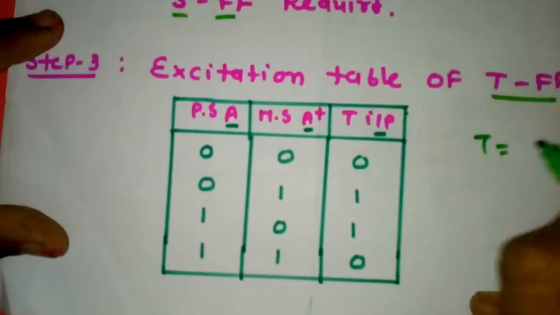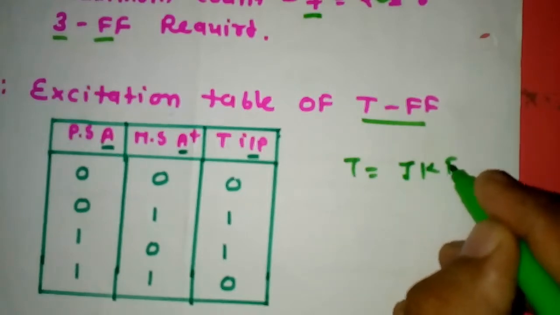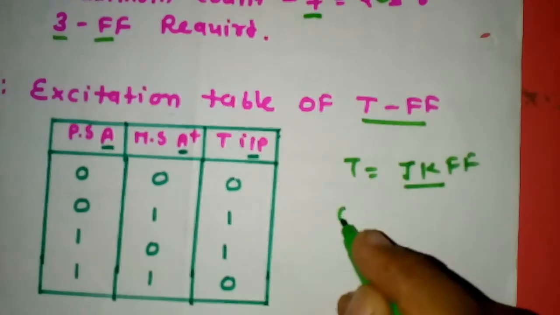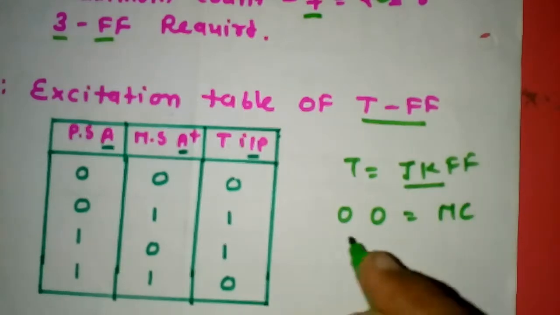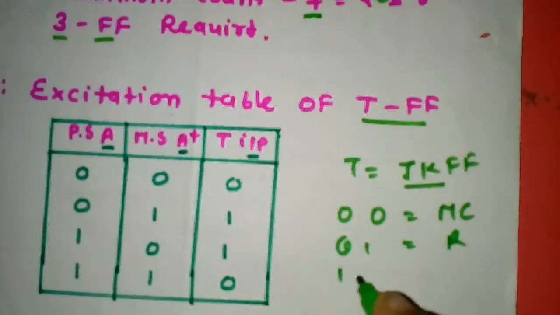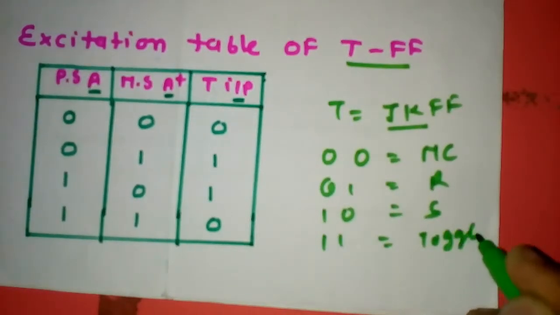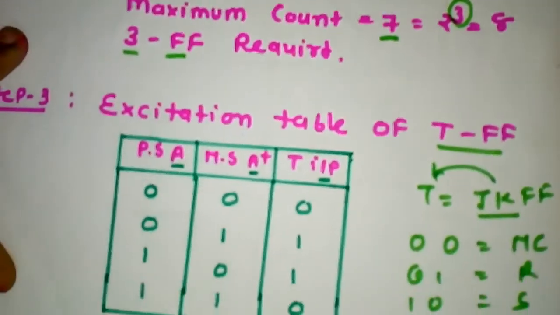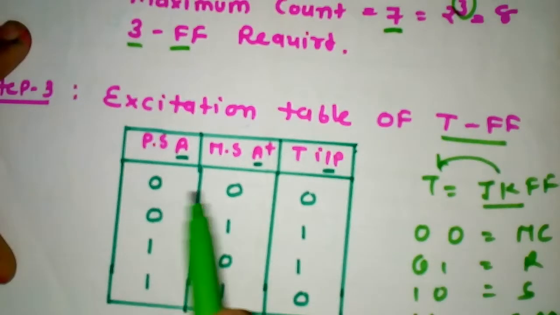The T flip-flop is made from the JK flip-flop. In the JK flip-flop, if J and K are 0, the output is unchanged, no change. 0 1 means reset, 1 0 means set, and 1 1 means toggle. So according to the JK flip-flop truth table, we define the T flip-flop excitation table: 0 1 1 0.